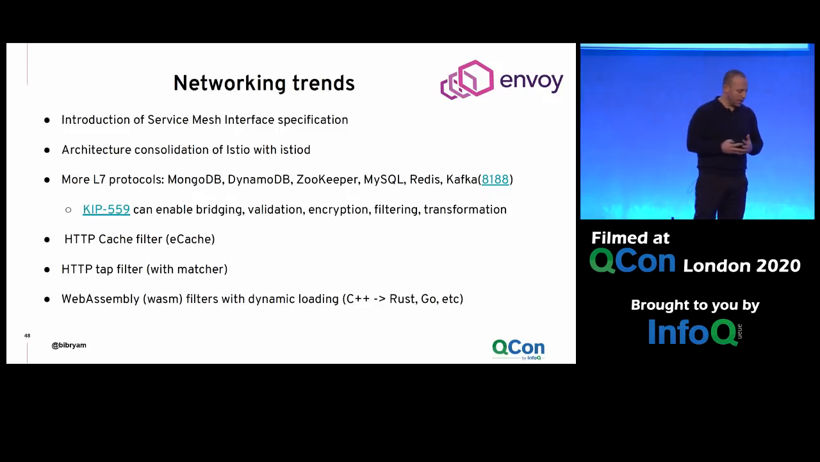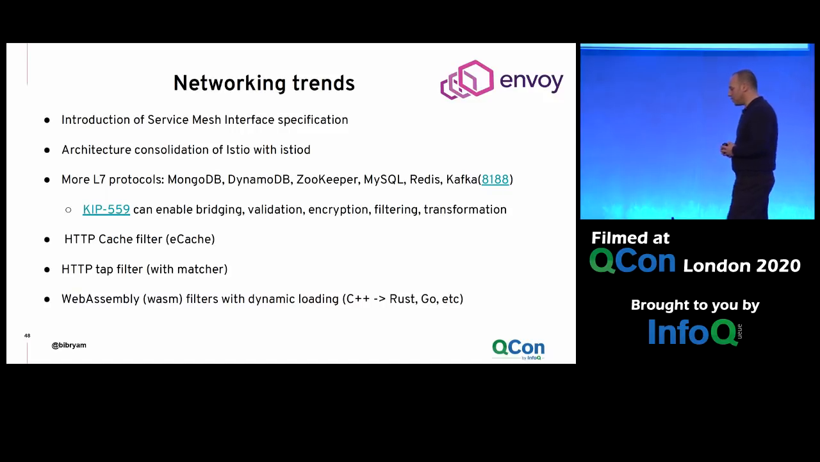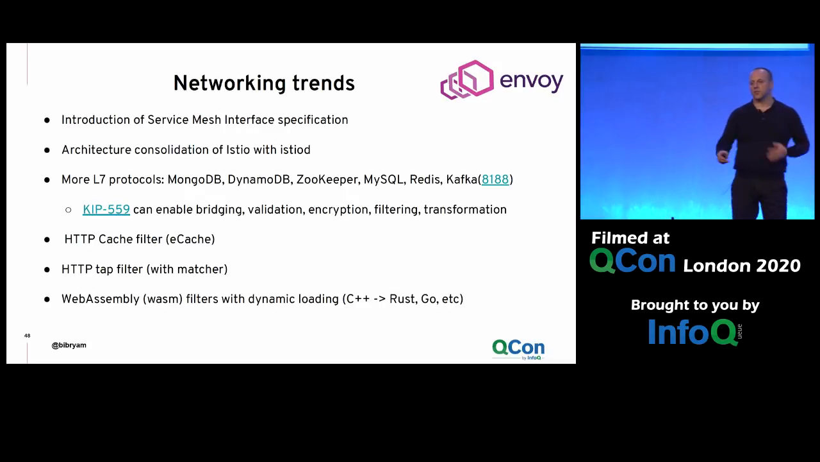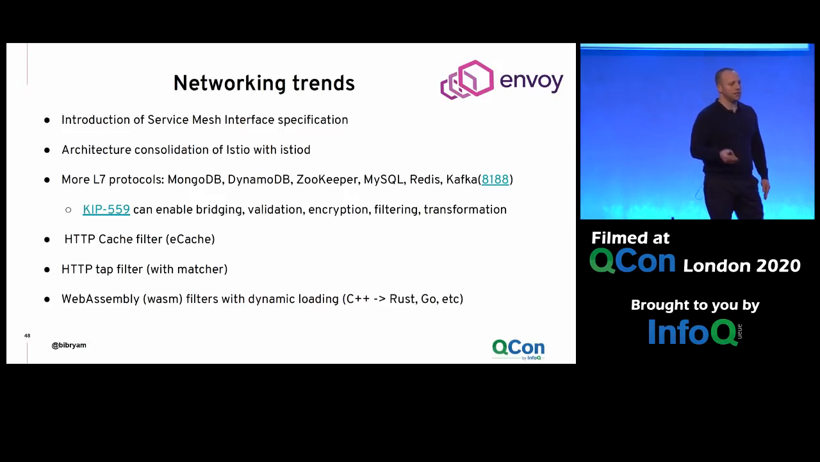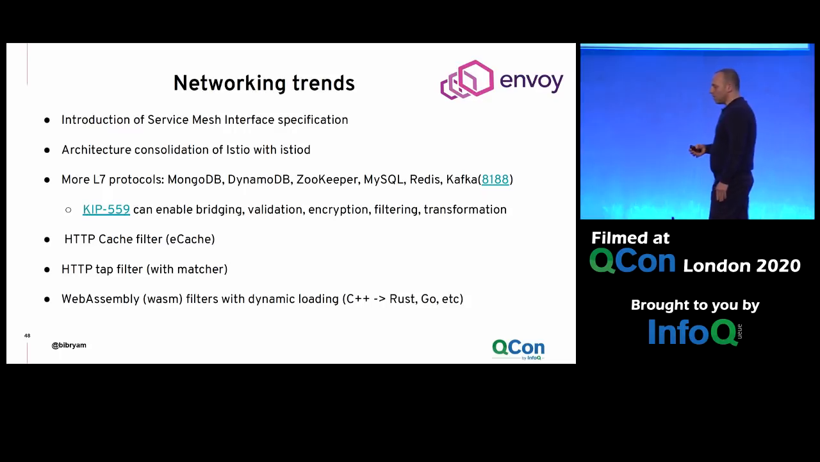The next project I picked is Envoy. On the networking side, we've seen this morning what's happening with Service Mesh and Istio. There is the introduction of the Service Mesh Interface specification that will make it easier for you to switch between different service mesh implementations. There's been some consolidation of the Istio architecture in the deployment, so you don't have to deploy 7 pods for the control plane. Now you can just deploy once. But more interesting is what's happening at the data plane and the Envoy project.